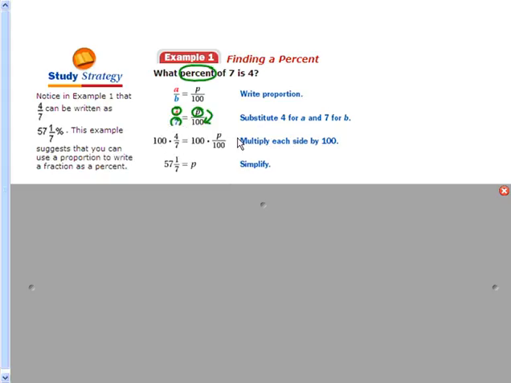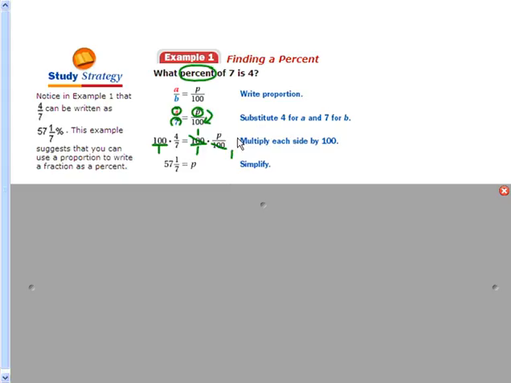On the right-hand side, I could think of this as 100 over 1. Using multiplication of fractions, I can see I've got a 100 on the top and a 100 on the bottom that cancel each other out. Ones all over the place. You can see how p is isolated. On this side, I need to think about 100 over 1 times 4 over 7.